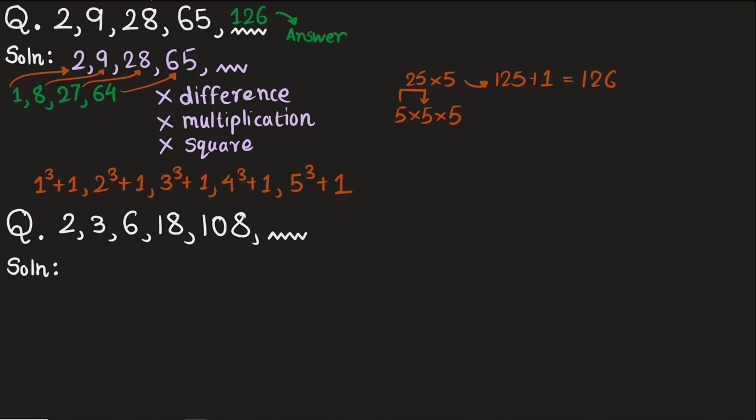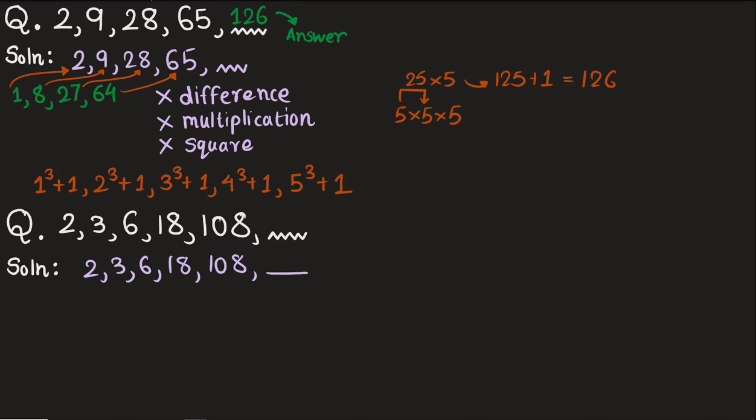Clear? So let us move on to our next sum. Here it is given that the series is 2, 3, 6, 18, 108, dash. So this is a confusing series. So let us write it first. 2, 3, 6, 18, 108 and dash. So let us first take our factor of difference.